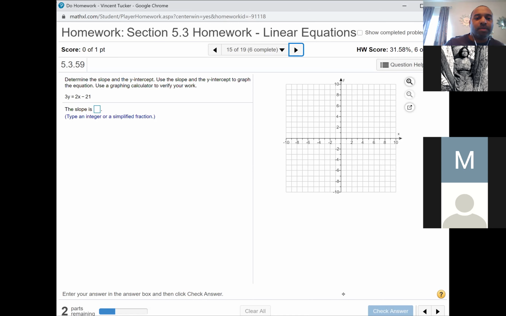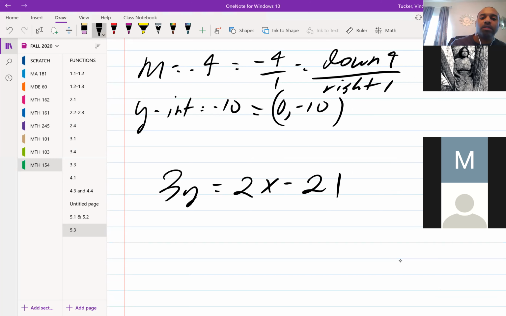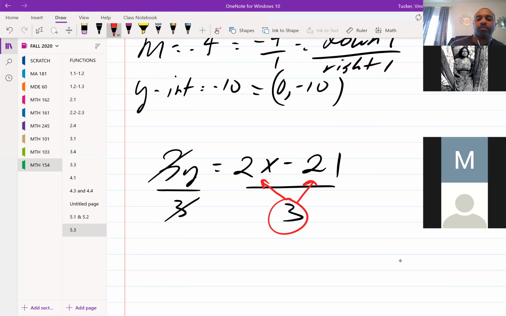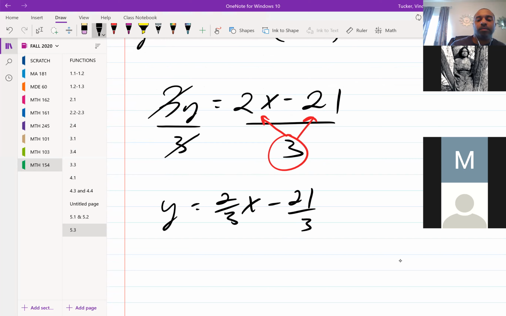So 3y equals 2x minus 21. We want to solve it for y. All we would do is divide 3 into both sides. Don't forget though that this 3 goes to each term. So y is equal to 2 over 3 x minus 21 over 3. And that's 2/3 x minus 7.